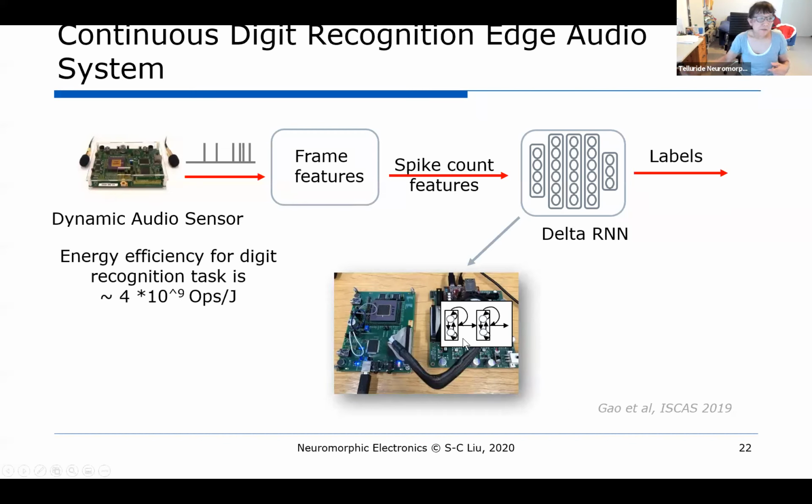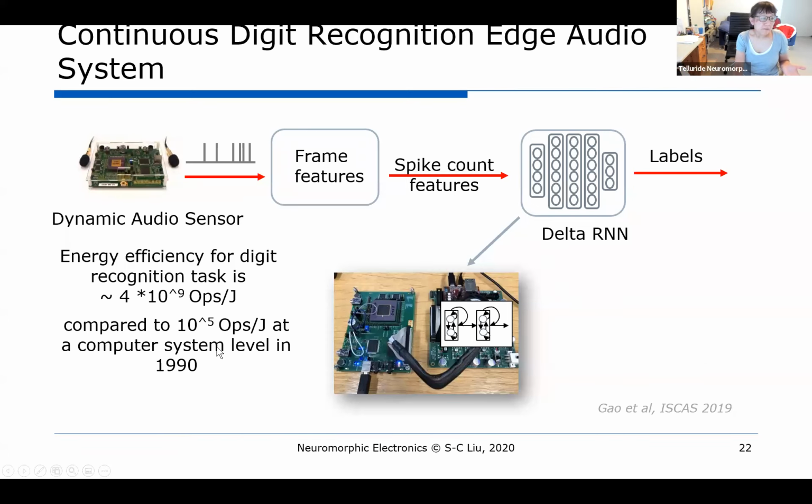And now if you look at the energy efficiency for this particular digit recognition task, we're at 10 to the 9 ops per joule. And if you now compare it with the numbers that we have for the computer system level back in 1990, you can see the energy efficiency has increased by 10,000, 40,000, right? So this is partially due to Moore's law and partially due to an understanding of how you should set up the architecture so you don't do computes all the time.